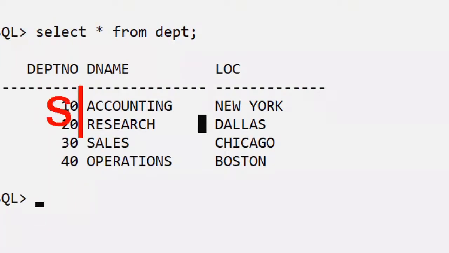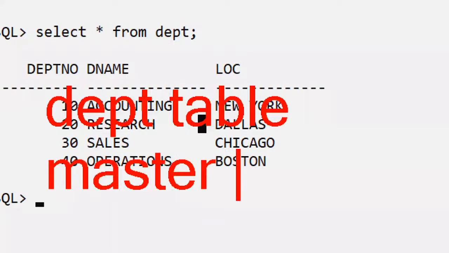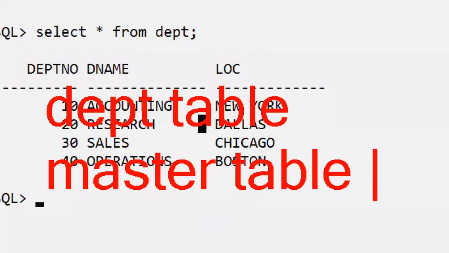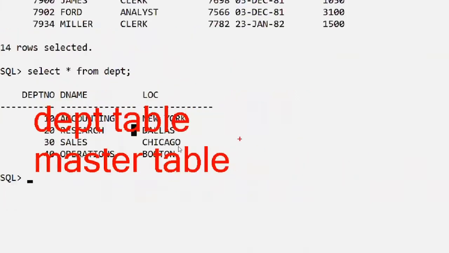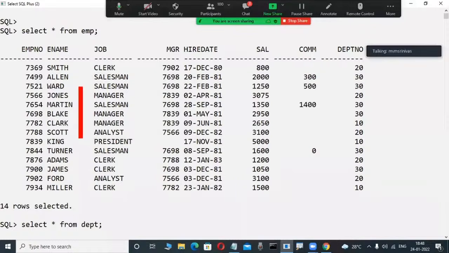DEPT table is a what? A master table. What is this one? A small table. This is a master table, Oracle Corporation is giving. Again here, EMP table is a what? A child table. Really, EMP is a child table.